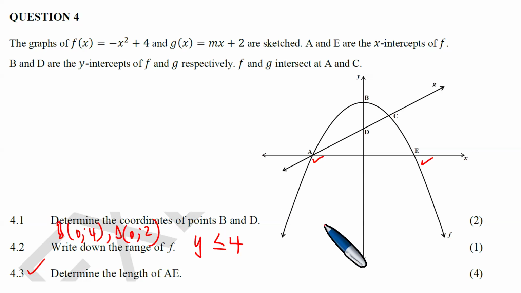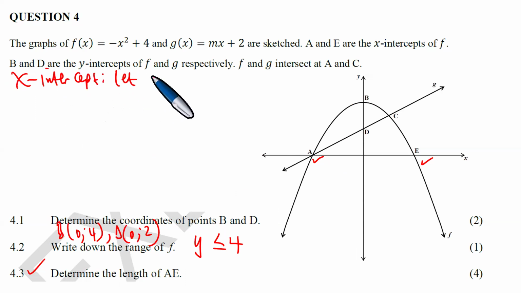y is 0 because it's actually the y axis. Well done. So y is 0. In other words, to find the length of AE, A and E are x-intercepts. So we're going to deal with the x-intercepts, because A and E are x-intercepts. For the x-intercepts, you let y be equal to 0. So if y equals 0, what do we get?